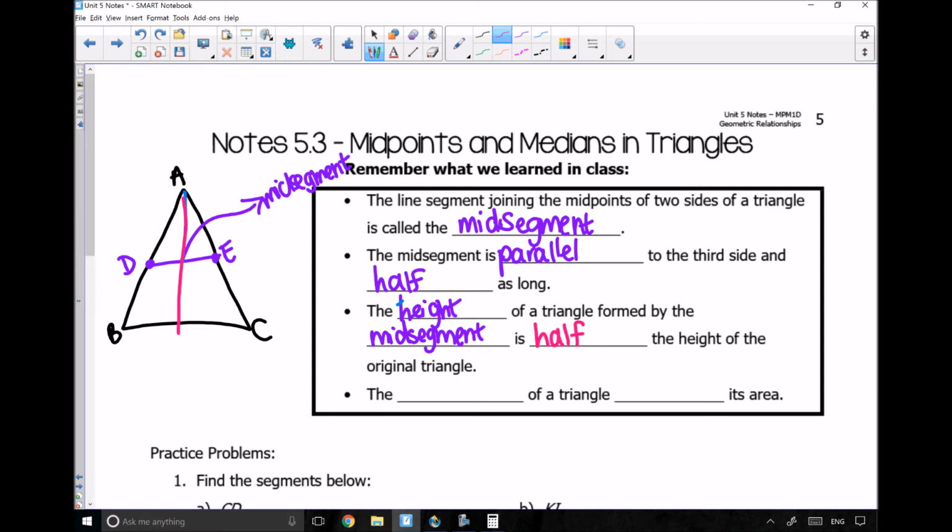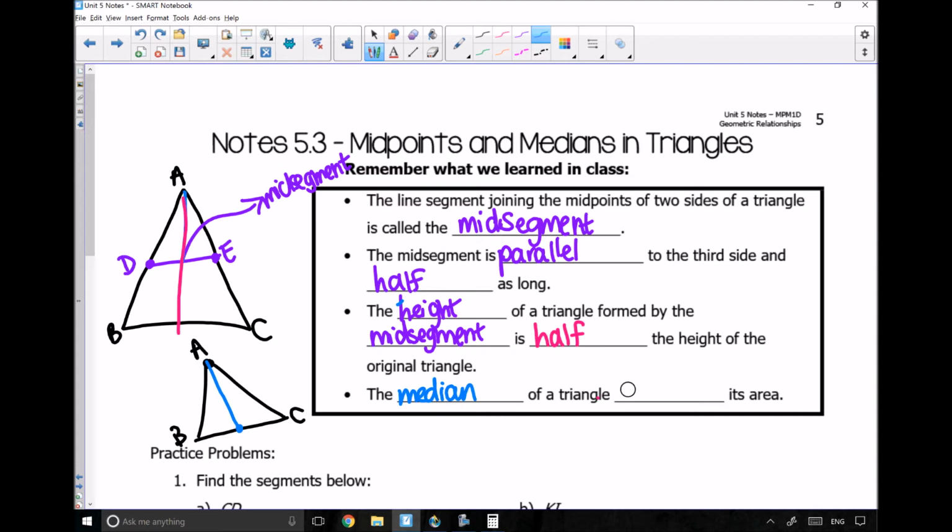Okay, and then the last thing we're going to talk about is something called the median of a triangle. Now, the median of a triangle, we're going to have to draw this one out a little bit differently. So the median of a triangle is going to be the connection between one vertex right here, so we'll call this A, and then the midpoint of its opposite side. So here's the midpoint of my opposite side right here. And I want to know what's going to happen to my triangle when I draw in the median.